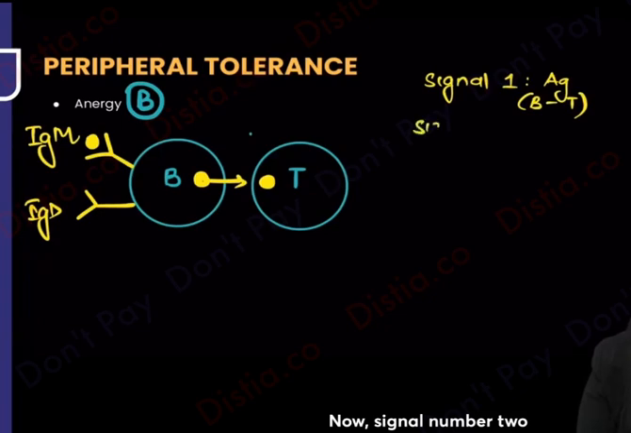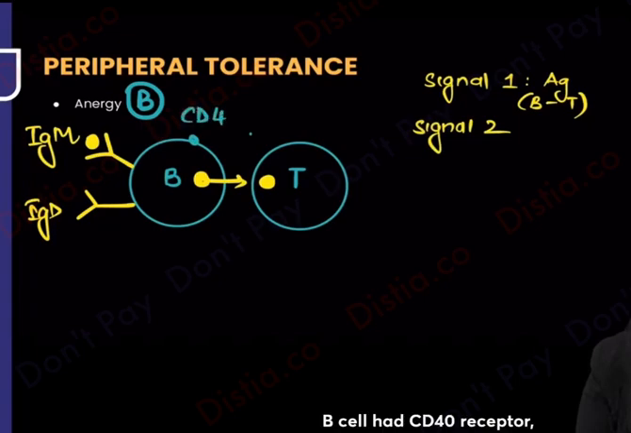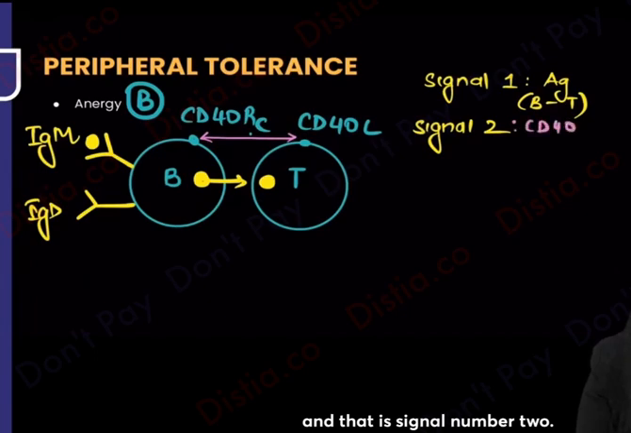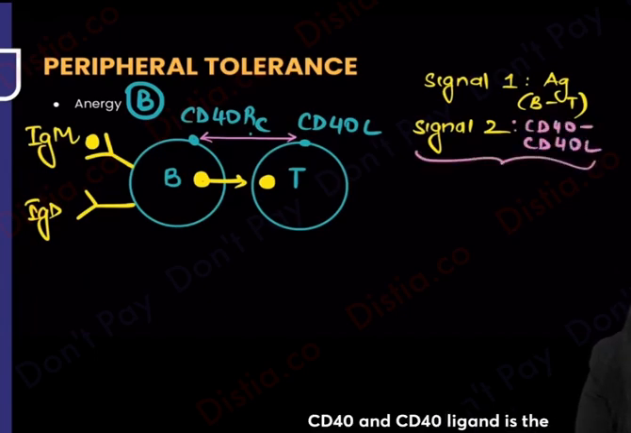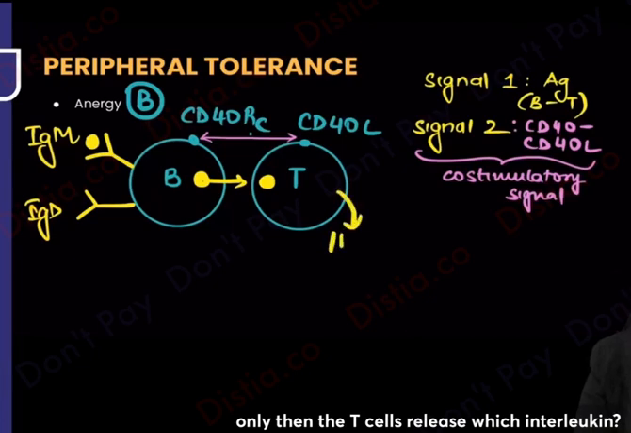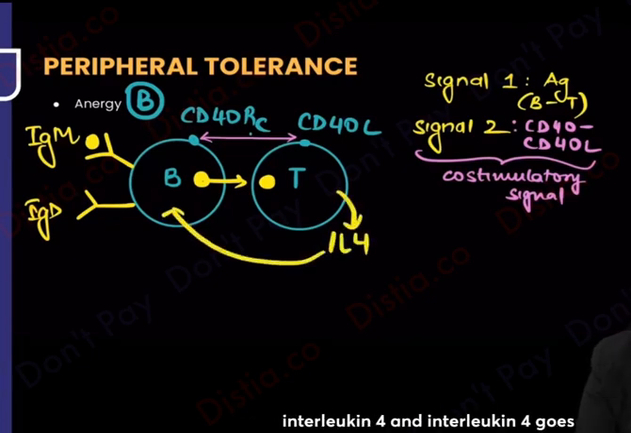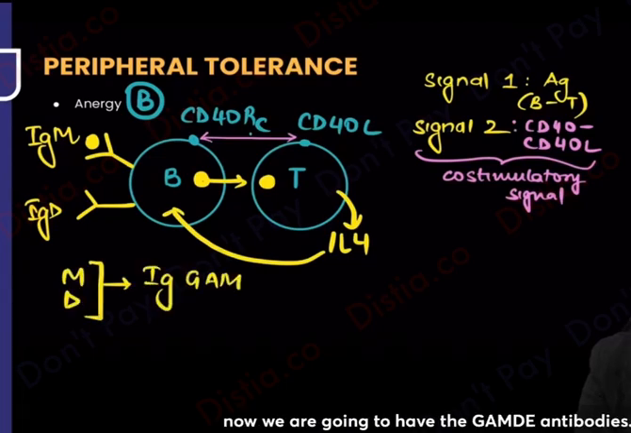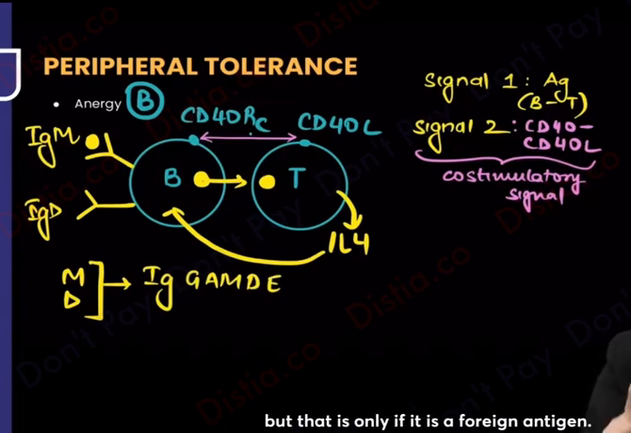Now, signal number 2 on the other hand was a chalice. You remember? The B cell had the CD40 receptor, the T cells had CD40 ligand, yes. So there is actually a binding between these two, and that is signal number 2. CD40 and CD40 ligand is the co-stimulatory signal in this case. And when this signal comes, only then the T cells release which interleukin? Interleukin 4, and interleukin 4 goes and changes that entire MD degree into what? Now we are going to have all the antibodies. Now we are going to have the GAMD antibodies. Yes, that was it, but that is only if it is a foreign antigen.